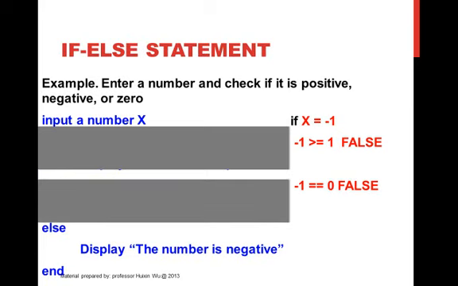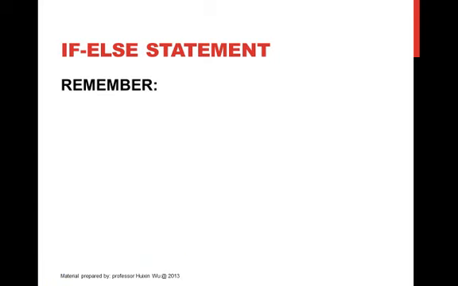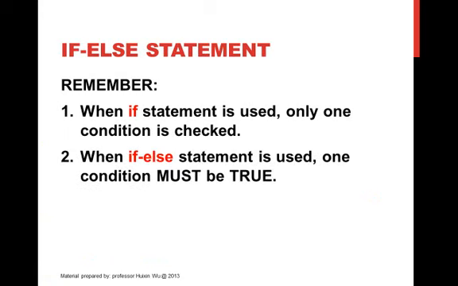Now it moves to the next statement, which is the else statement. If the previous statements before the else statement are false, the program knows that this last statement must be true, and runs the lines within this statement. Remember, when an if statement is used, only one condition is checked. When an if-else statement is used, one condition must be true.